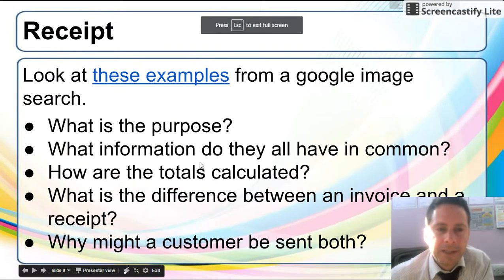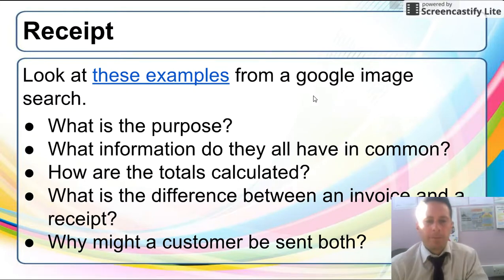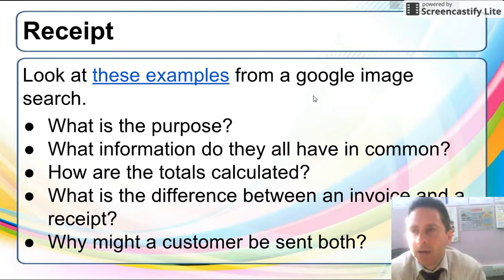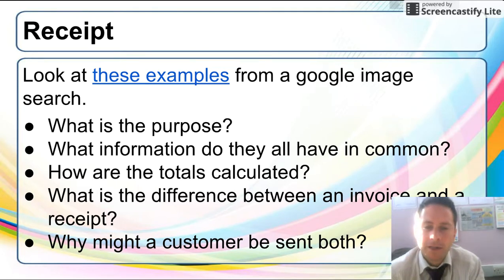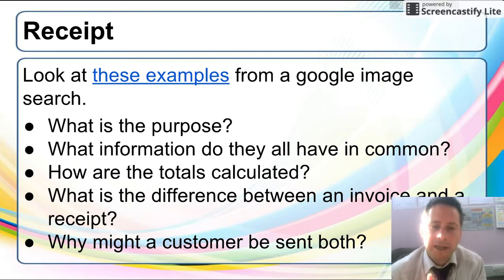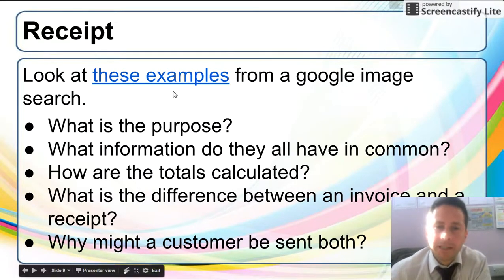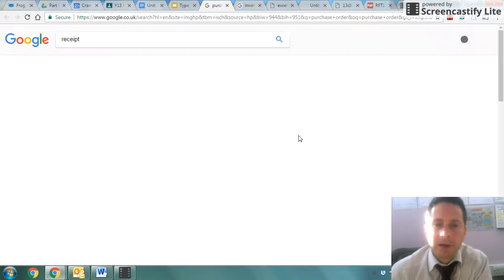Right, a receipt is the bit that is sent out once the payment has been made. So you've got the purchase order, which orders things. You've then got the invoice, which asks for payment. And then the receipt is once the payment's been made, a receipt is sent out to say, yes, we've received payment for whatever. So all that would be on a receipt, there's some examples again, if you want to have a little look at them.